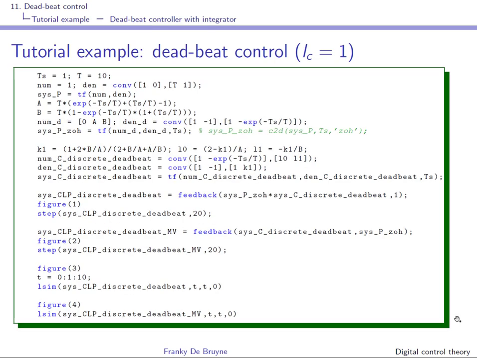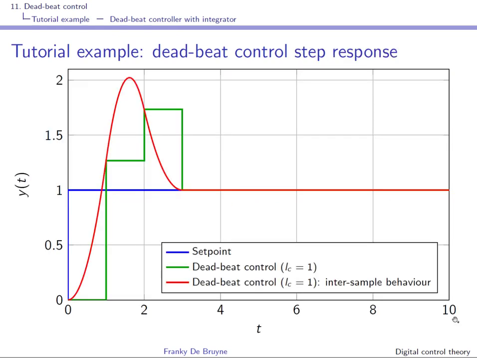So this is the Matlab code, and the only difference lies in the type of discrete-time deadbeat controller that is implemented. Here we have one that corresponds to LC equal to 1, and this is the integrator that you have in the controller. This is the closed loop output response. Again, in blue and in green, this is what you obtain using Matlab. You have the response at the sampling instance, and the intersample behavior is obtained using Simulink.